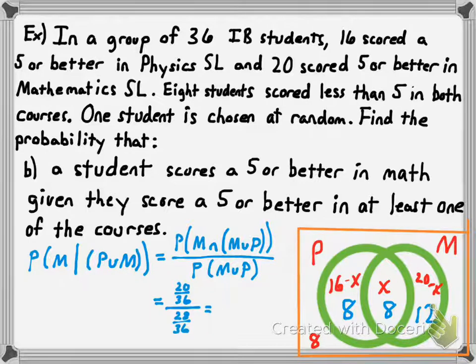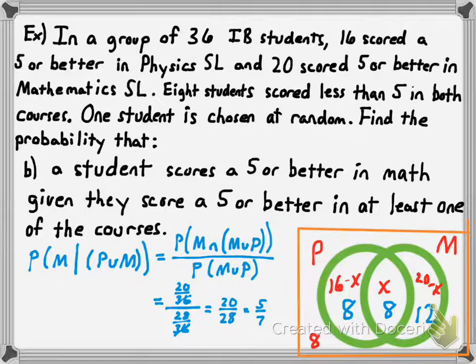Now, if you do the whole multiply the first fraction by the reciprocal of the second fraction again, the 36s will cancel, just kind of like what they did last time. You'll get 20 over 28, and then you'll simplify that by dividing each by 4, get 5 over 7.